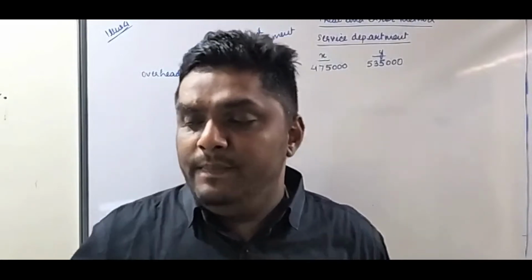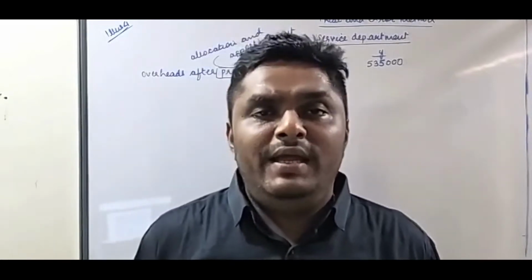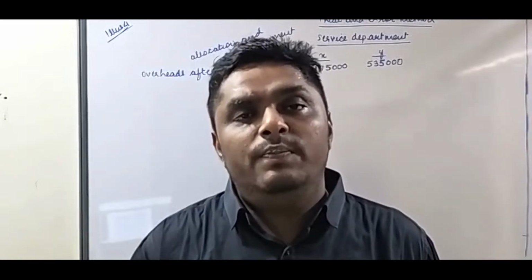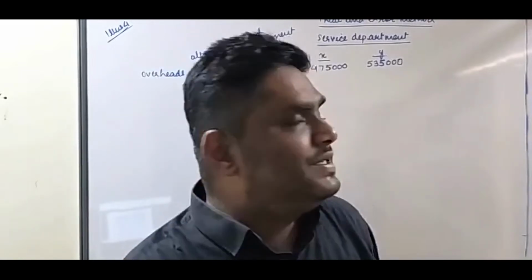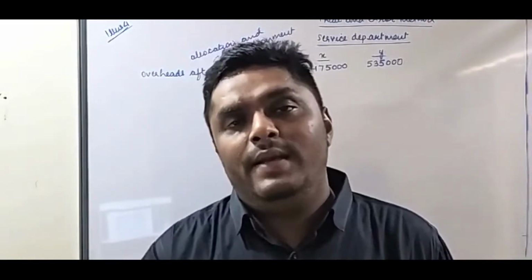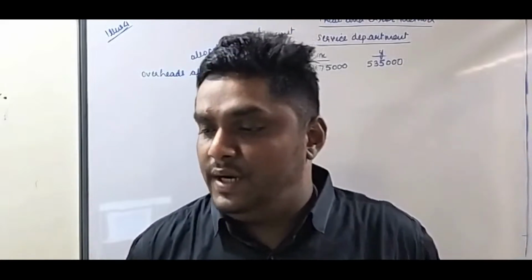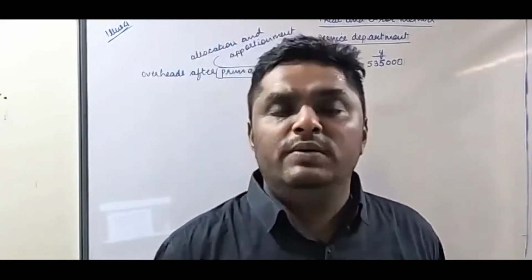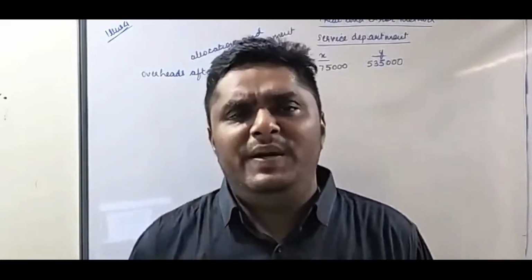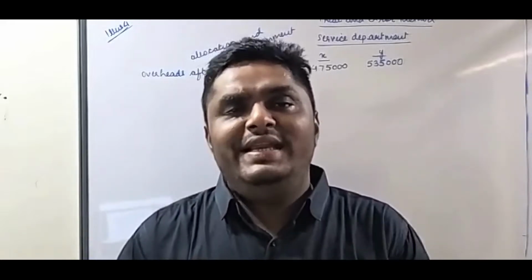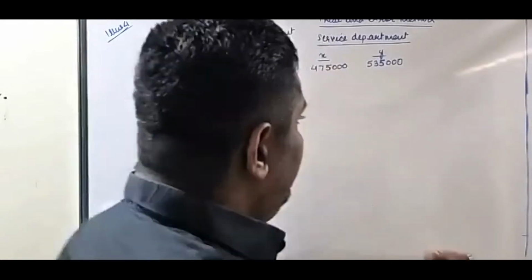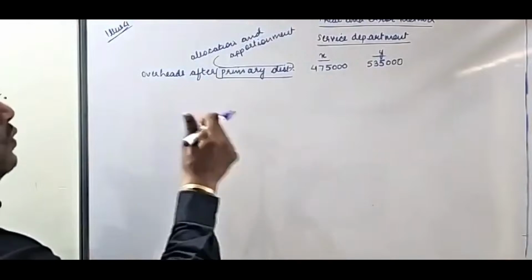Now herein, when talking about trial and error method, we will only distribute the portion of the overheads that are to be distributed to the other service department. So let's start with apportionment of X. It is more or less like repeated distribution, but yes, the technique is a bit different. So let's apportion the overheads of X to Y.